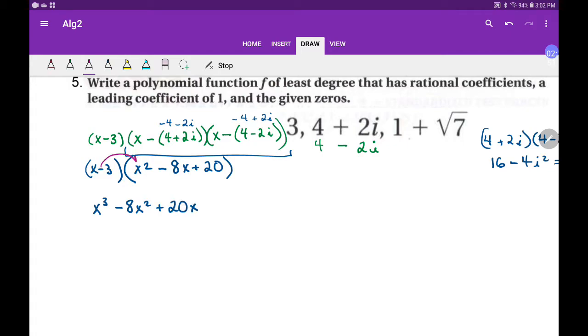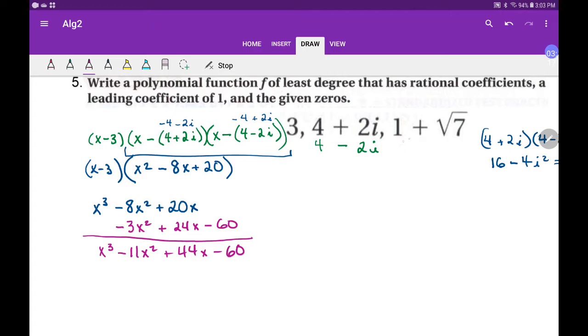I'm going to say negative 3 times x squared. And so I have negative 3x squared. Negative 3 times negative 8x. And so I'm going to have positive 24x. And negative 3 times 20 is negative 60. If I put these together, I'm going to get x to the 3rd minus 11x squared plus 44x, minus 60. Now, the other part here.